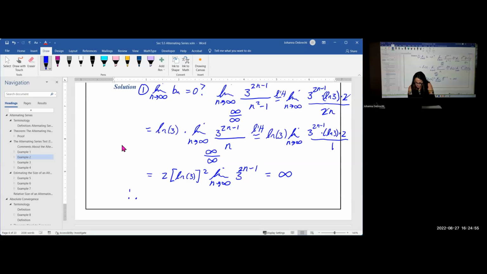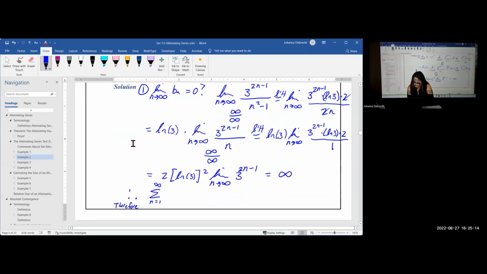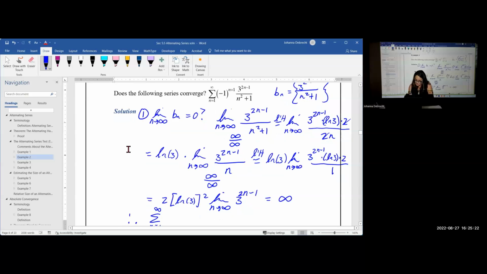And again, the colon followed by the period stands for therefore, or hence or thus, but therefore is the normal translation. Therefore, the series n equal 1 to infinity, make sure I've got it, 3 to the 2n minus 1. Oops, did I have n squared plus 1 and I wrote minus 1? I should make all those plus 1s. Sorry about that. I wasn't paying attention.